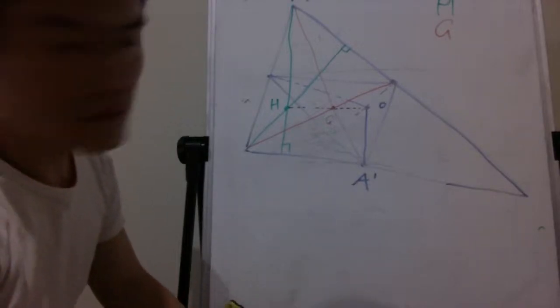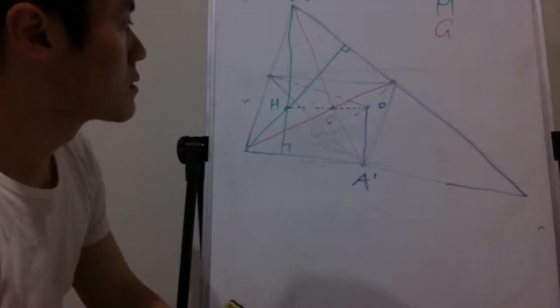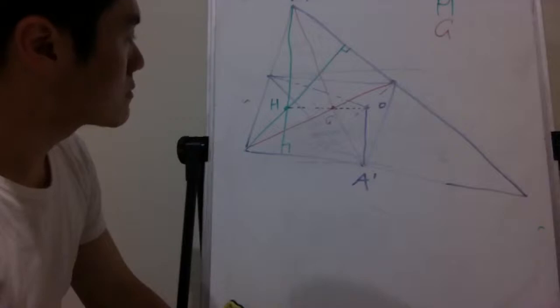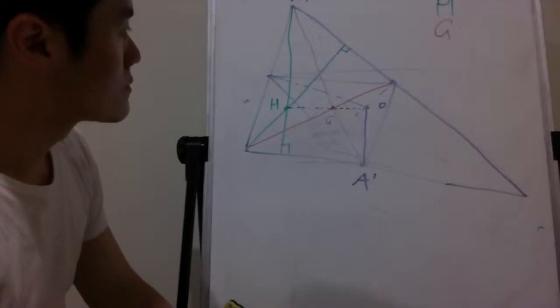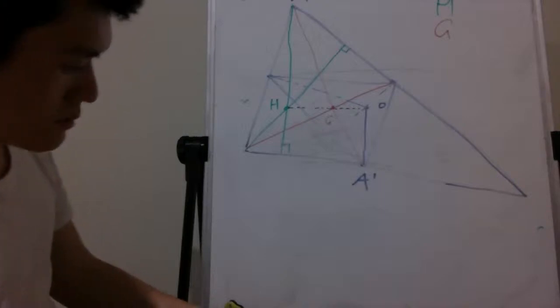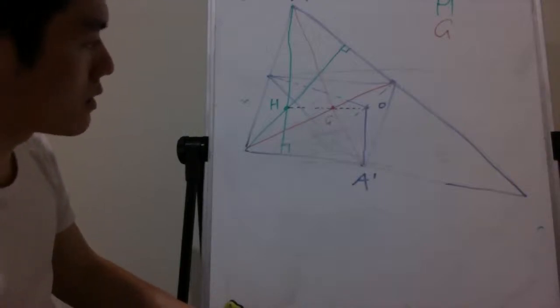Well, wait, the parallel, because you know the parallel, so that's important. So the parallel, you've got one set of equal angles already. So you know that HAG is equal to GA prime O. That's a good starting point. So that's one angle.